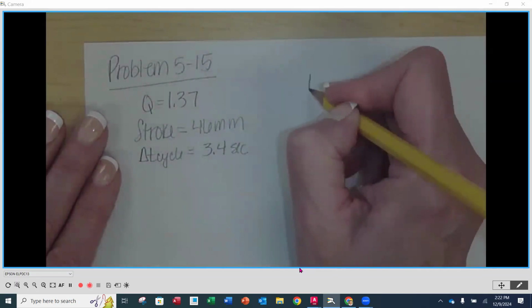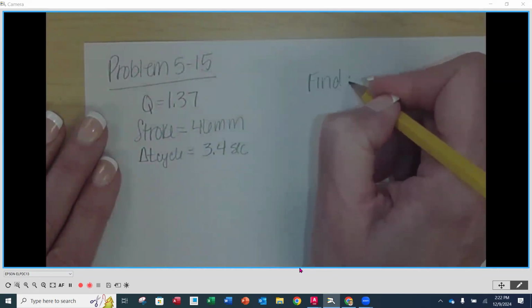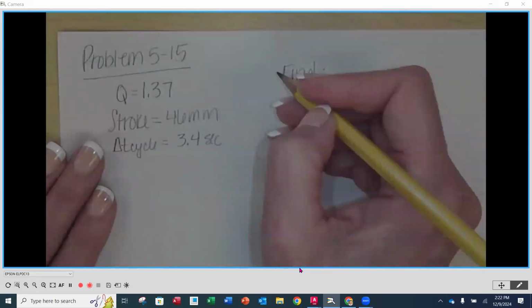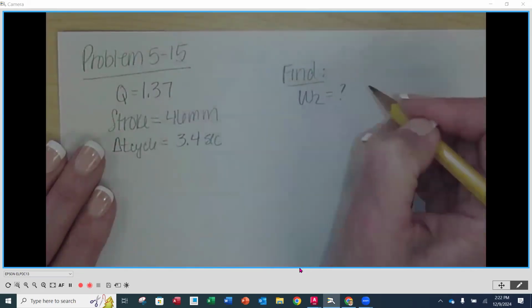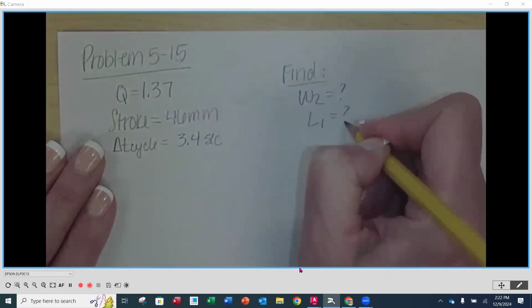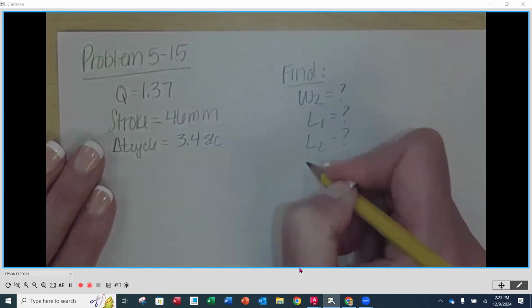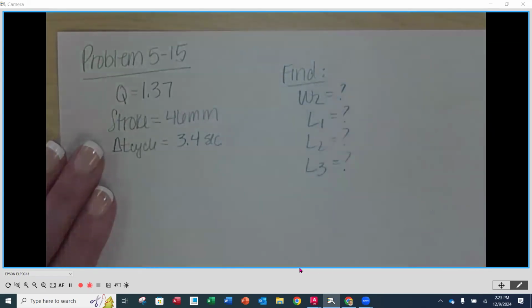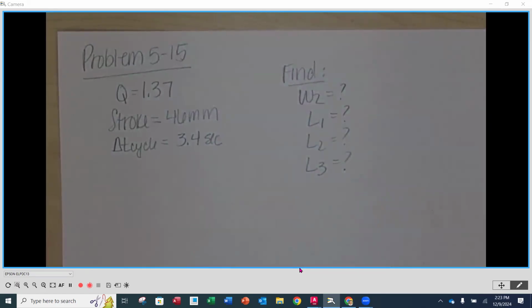Now, what we want to find is W2, L1, L2, and L3. Again, this is another slider crank, so there's not an L4. L3 is the connecting rod to the slider, just like on the last one that we looked at. But this time, we are going to have an L1.